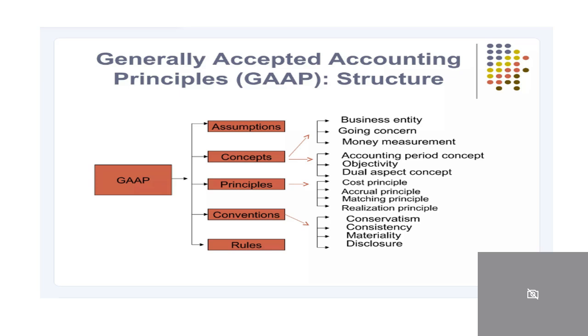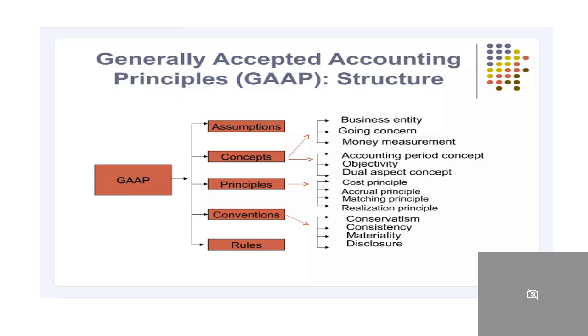Next comes the cost principle. Everything has its own cost. You go to a market and buy some products, they will tell you this is 10 rupees, this is 20 rupees, this is 1000 rupees. So everything has its own cost, which you are measuring in monetary terms.